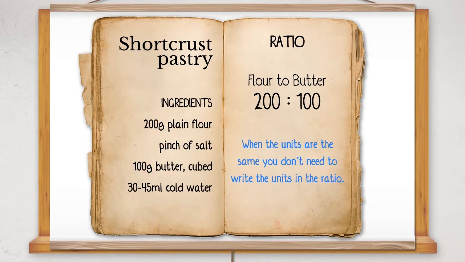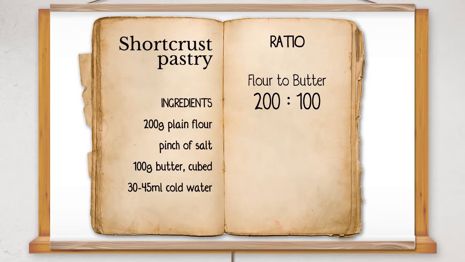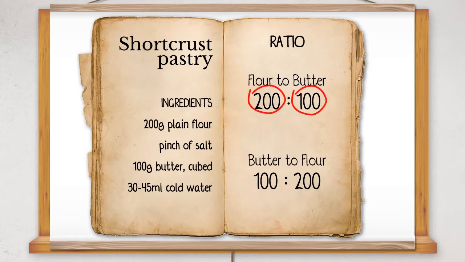It is also very important to get these two numbers the right way round. If you had wanted to write the ratio of butter to flour, it'd be 100 to 200. To simplify this ratio, we have to find a number that will divide exactly into 200 and 100. In this case, 100 divides into 200 and 100 exactly, so we can write 2 to 1.